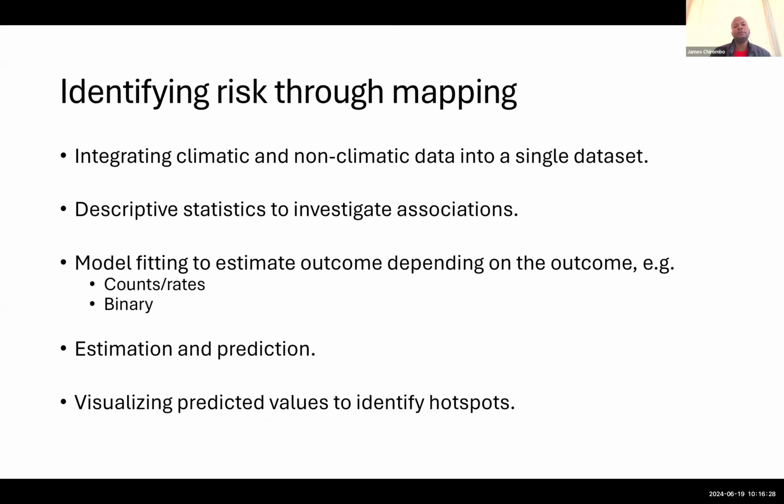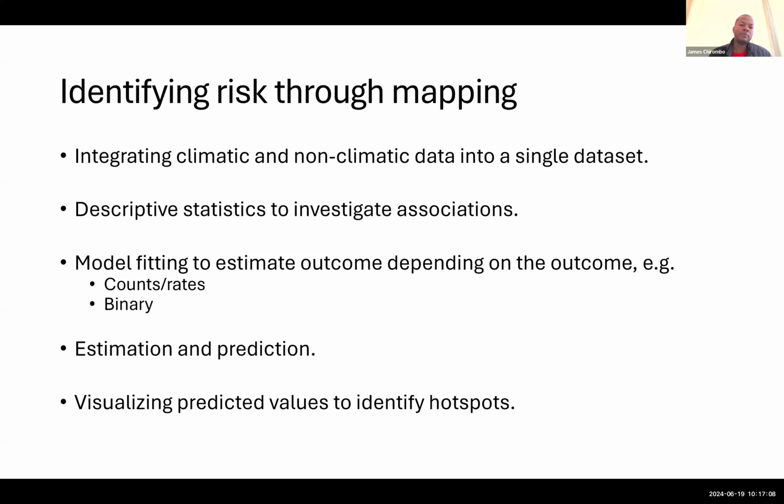Once you have the geographical data and the disease data, then you might have to build a database that you can use going forward. And that can be done by integrating the climatic data into a single data set. Typically, to begin with, you want to do some basic statistics just to see whether there are some associations between your disease outcomes and some of the geographical, environmental, climatic variables, and so on.